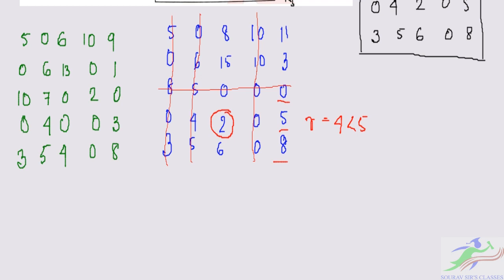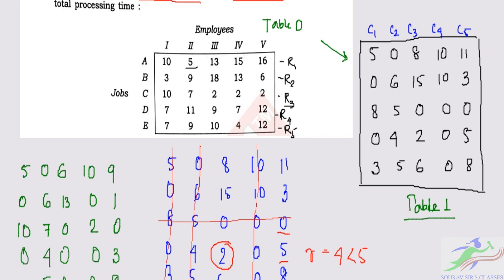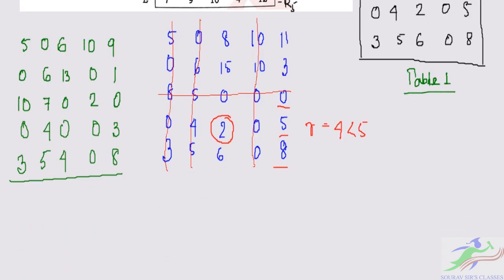So this is table number 1, the first operation after we have done from table 0. Coming to table 1, we perform these operations. Now after performing the second operation, what you have got is table 2, and this goes up to table 3.